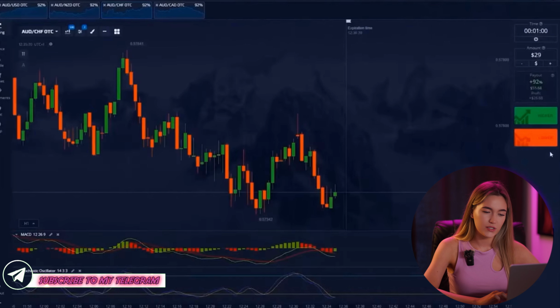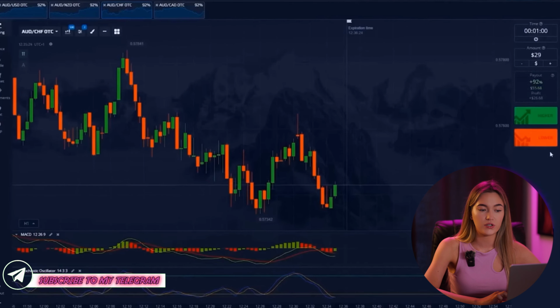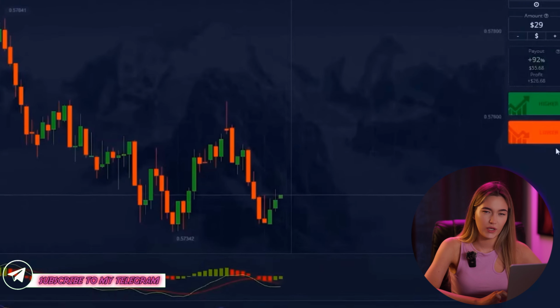Australian dollar and Swiss franc. Here we understand from the signals that our indicators are giving us that the future impulse will be downward. Let's wait a little and we go lower.